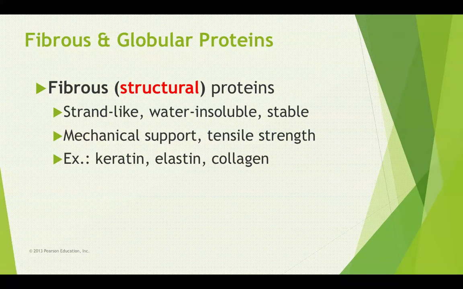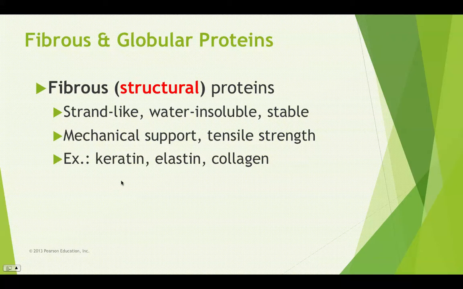There's a different form of protein. There's 2 major types of shapes of proteins: fibrous proteins and globular proteins. Fibrous proteins are long, kind of like strand-like proteins, and these are typically our structural proteins. They are strand-like, they're water insoluble, and very stable. They actually achieve mechanical support, and they provide tensile strength.